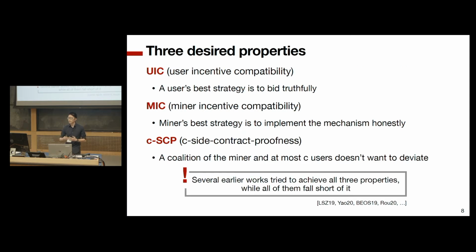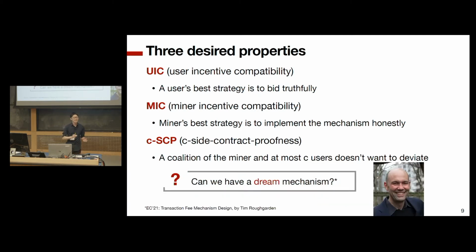Actually, there are already several earlier works that try to analyze and propose different kinds of fee mechanisms, but all of them fail to satisfy all three properties at the same time. And actually, at EC last year, Tim Roughgarden asked the question: can we have a dream mechanism that satisfies all three properties? This is the question that we are going to answer today.